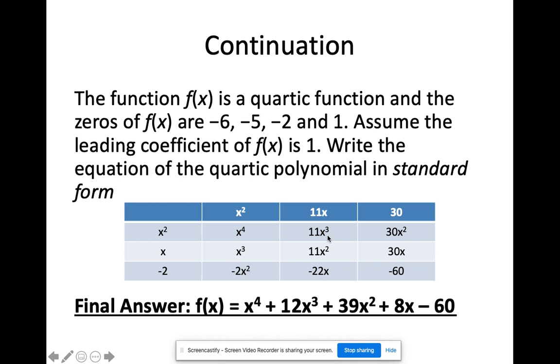And then for x cubed, it's 11x cubed and x cubed, which is 12x cubed. For x squared, it's 30x squared, 11x squared, and -2x squared, which is 39x squared. And the next one is for x, which is 30x minus 22x, which is 8x, and then -60. So this is your answer in standard form. Okay?